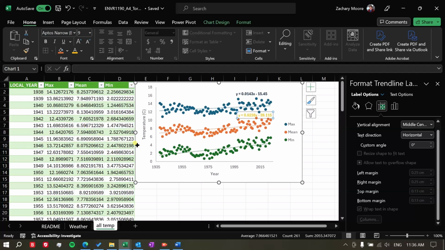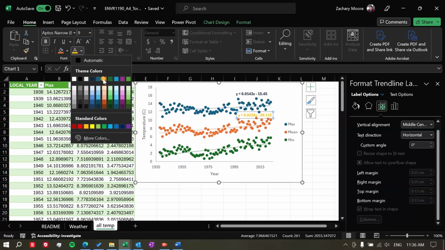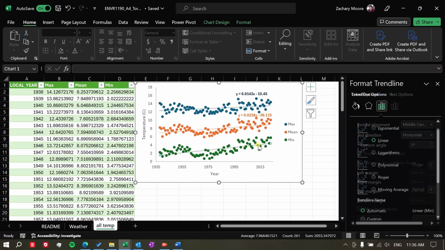Well, that's not the right color. This is the right color.